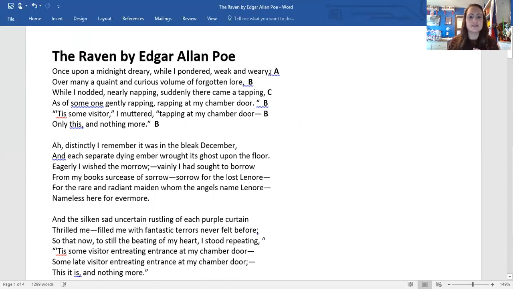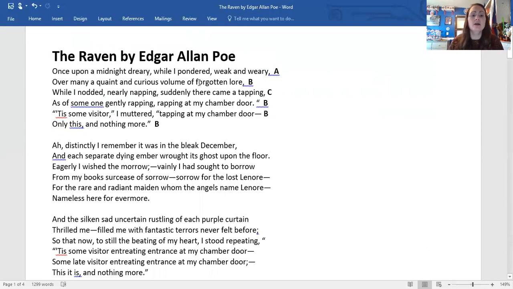As we get started here and talking about the plot and the 5 stages, just a quick review. Many of you forgot the fact that there are 6 lines, and you forgot in your end rhyme the last line of the stanza. So we have regular meter, regular rhyme, A, B, C, B, B, B. Weary, lore, tapping, door, door, more. So there's your end rhyme, okay? So this first stanza is our exposition here. Once upon a midnight dreary, while I pondered weak and weary, we have the narrator, first person, this man sitting in his home in December.